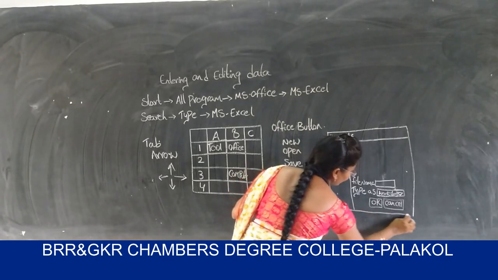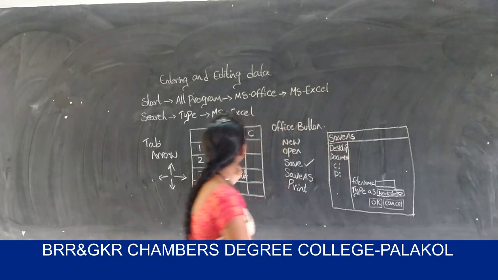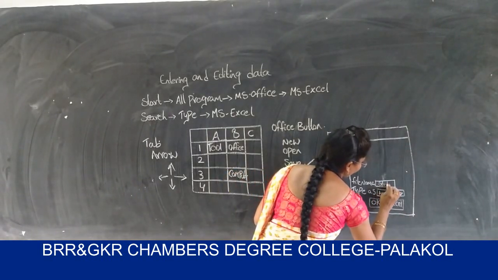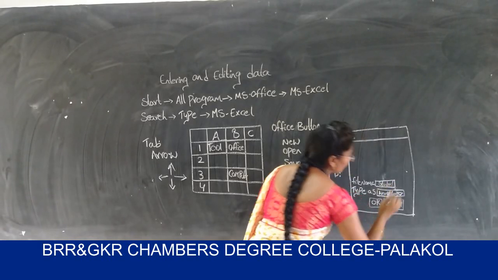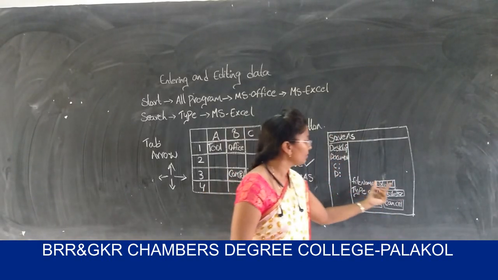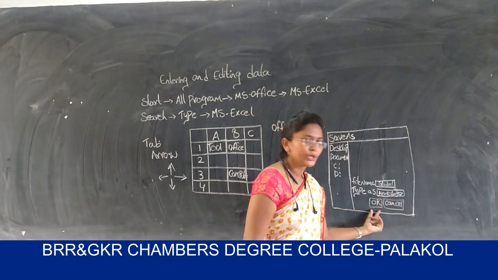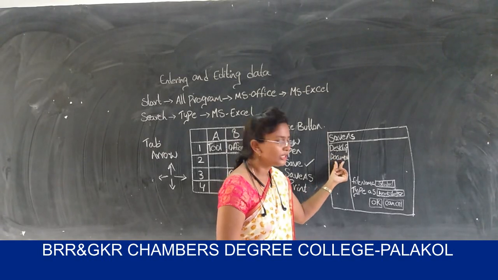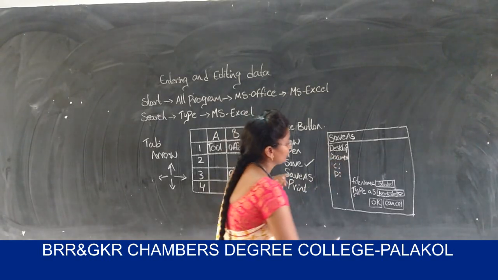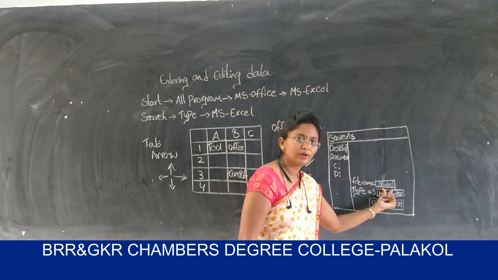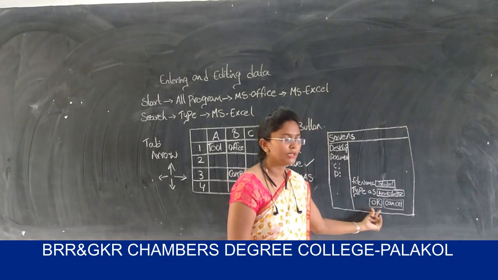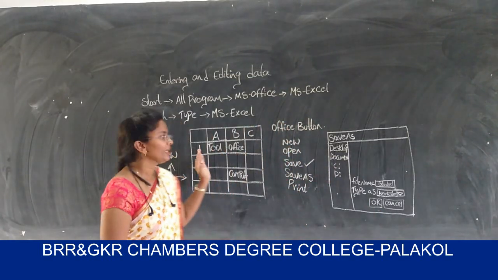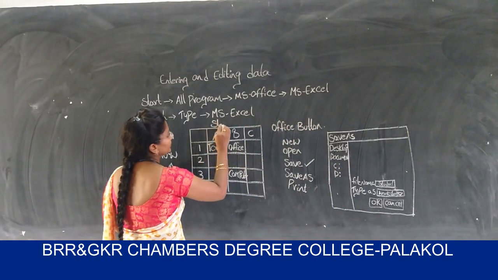I am taking the name as student. I am writing the name as student here. After typing the name in the file name, click on the OK button. If you want to change the location, first change the location, then go to the file name and type it, and then click on the OK button. Then automatically this worksheet is saved as student.